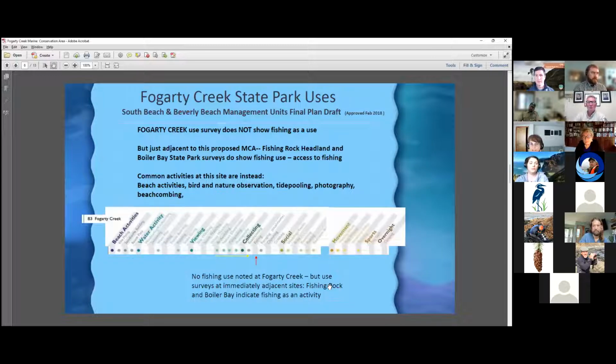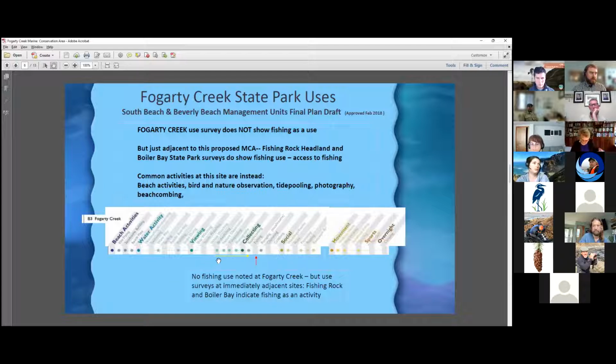And in fact, in the Fogarty Creek State Park, in the South Beach and Beverly Beach Management Units final plan draft that was approved in February 2018, Fogarty Creek is not shown as a spot for fishing. But in tables like this, for Boiler Bay State Park and the Fishing Rock to the south and Fishing Rock Headland to the north, fishing does show as uses. So I know State Parks was concerned about taking away fishing, so that's why I'm for changing the proposal to allow it from the shore. But it's really not a common use now.